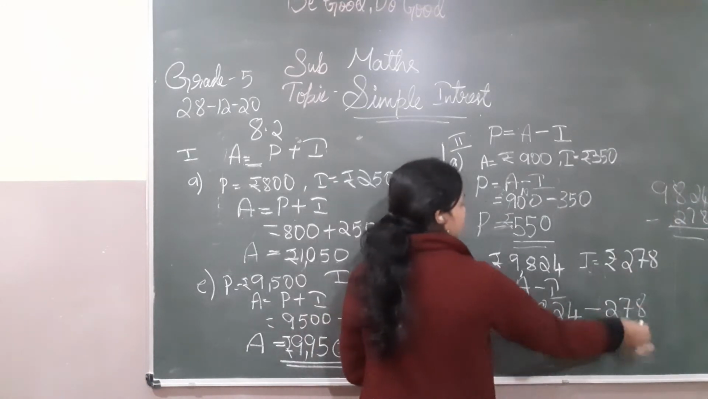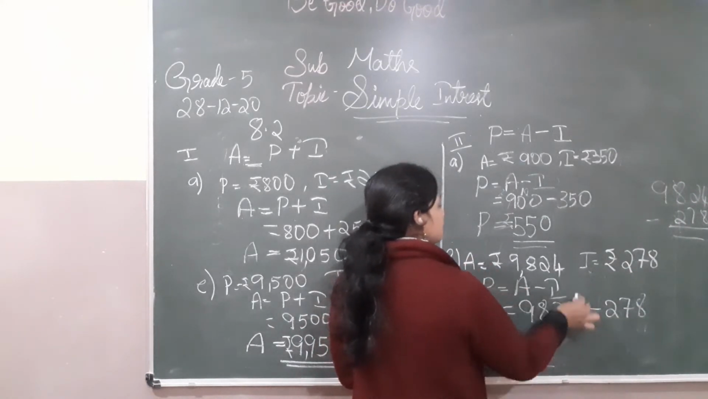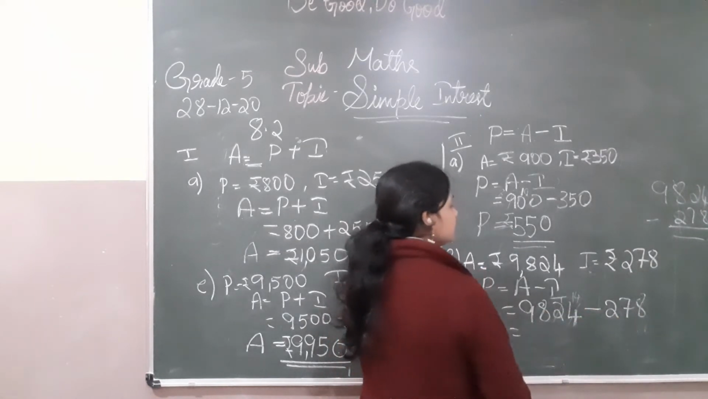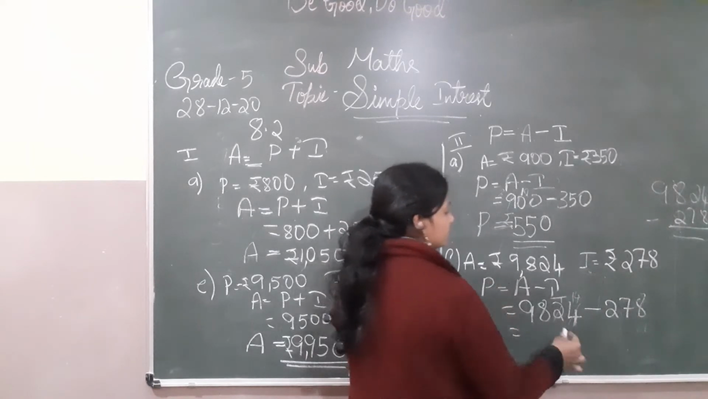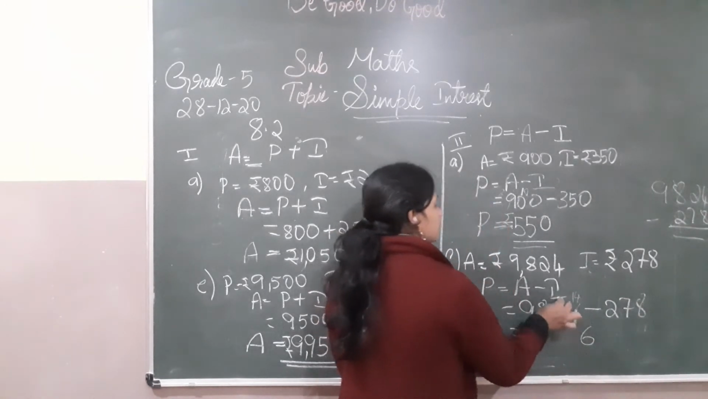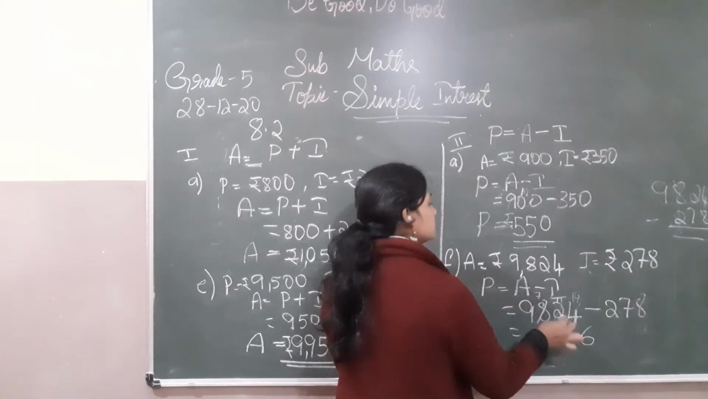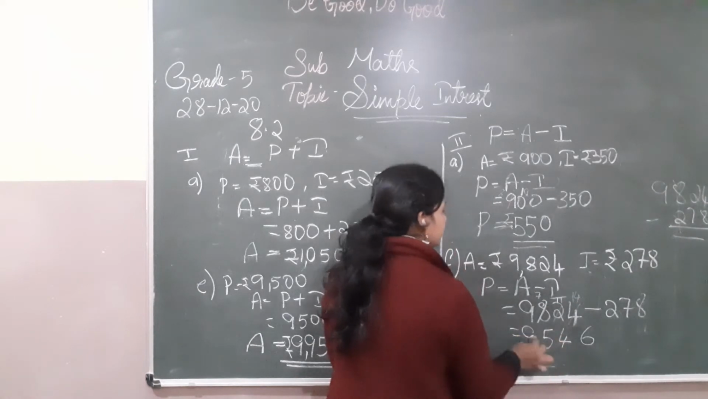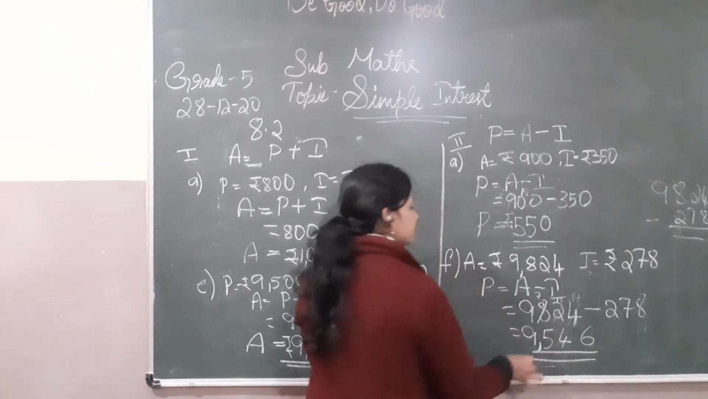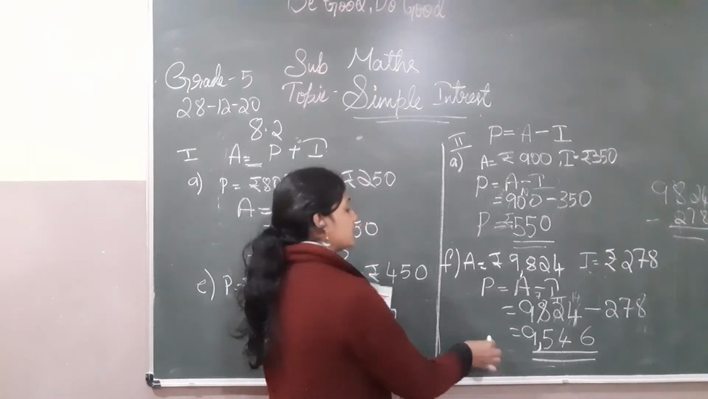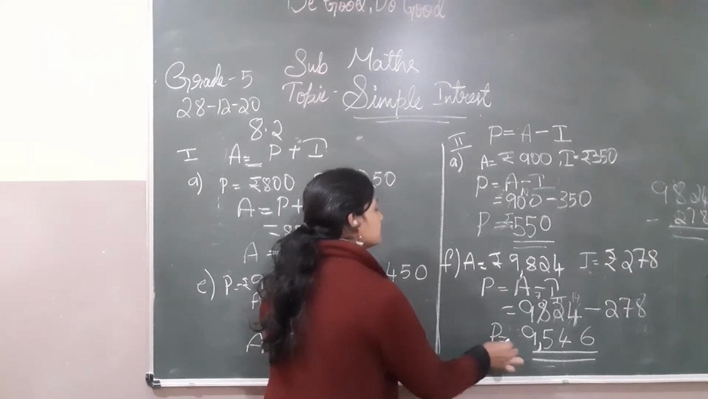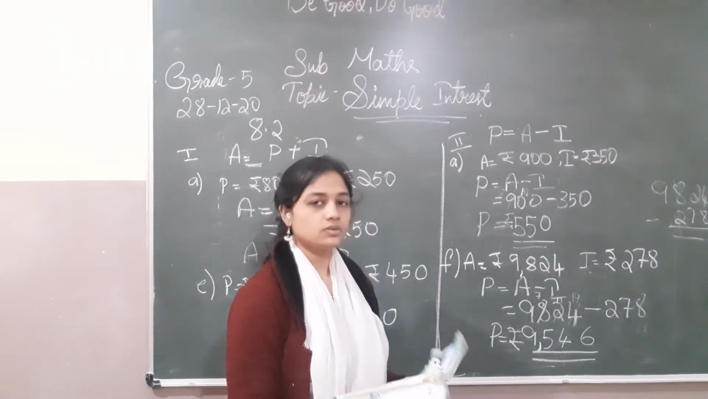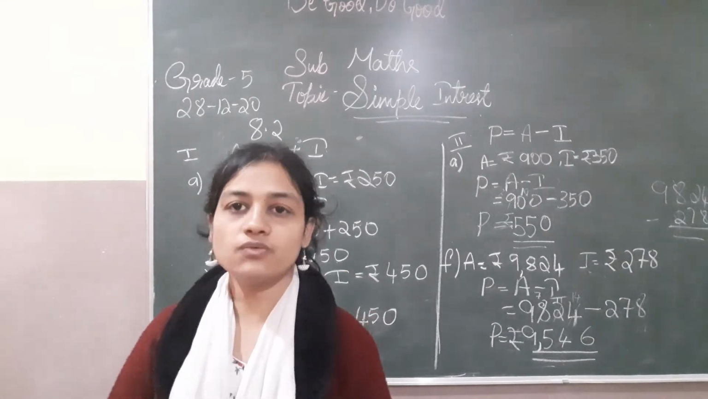4 minus 8, I cannot do it, so I have to borrow and make it 14. This becomes 1. So after 8, 9, 10, 11, 12, 13, 14, and this is 6. 1 and calculating, this becomes 7. 7 minus 2 is 5 and 9. So this is the answer, children. You can subtract these two numbers and check your answer. So the principal is rupees 9,540. So the other sums you can try out.